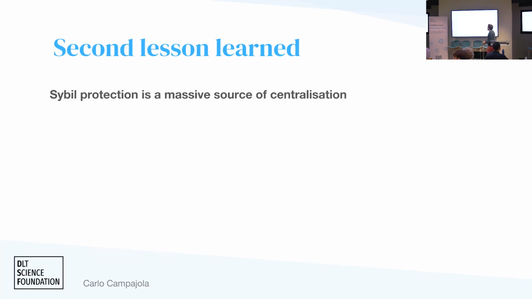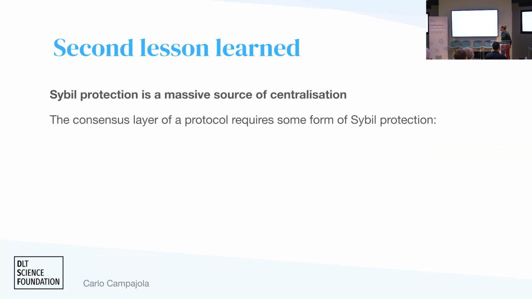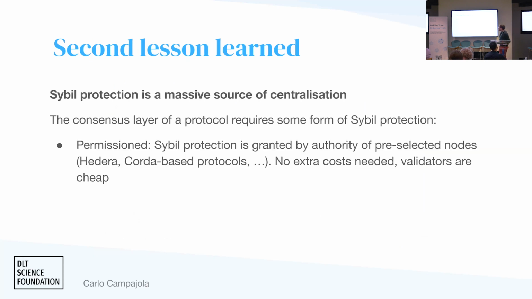So the second lesson that we learn is that Sybil protection is a massive source of centralization. The consensus layer of a protocol requires you to have some form of Sybil protection, because otherwise anybody can post any sort of false information. They can double spend or whatever, so you cannot allow that. And there are two solutions to that. Either you have a permissioned network where Sybil protection is granted by the authority of pre-selected nodes. And this is what happens with Hedera, for instance, or with Corda-based protocols.